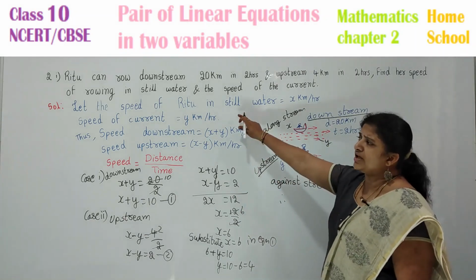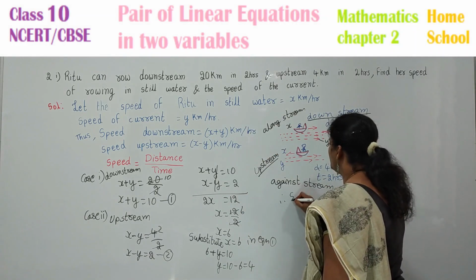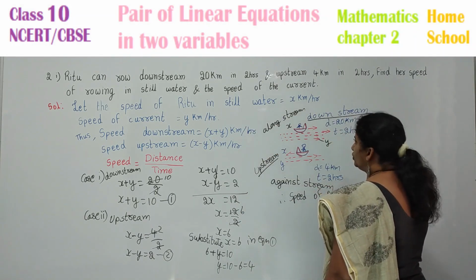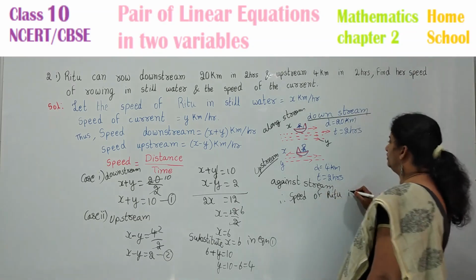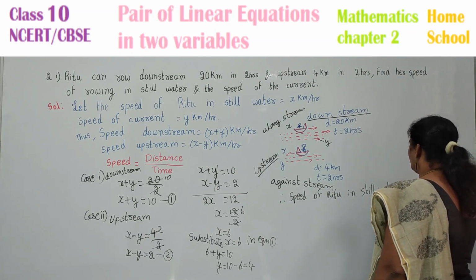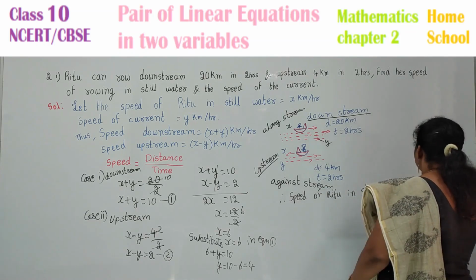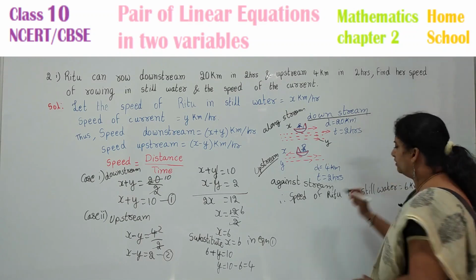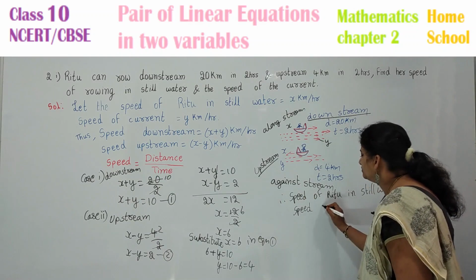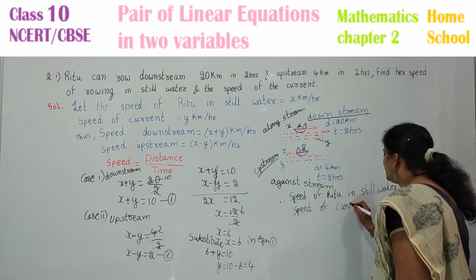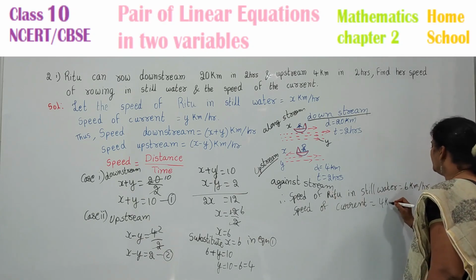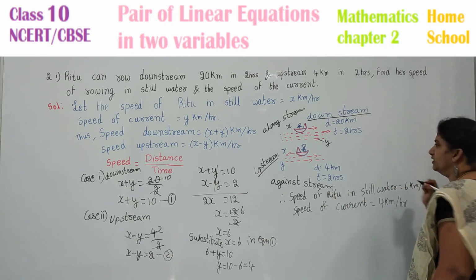What is x here that we have assumed? Therefore, the speed of Ritu in still water is equal to x. What is x? 6 kilometers per hour. And the speed of current is equal to y, that is 4 kilometers per hour.